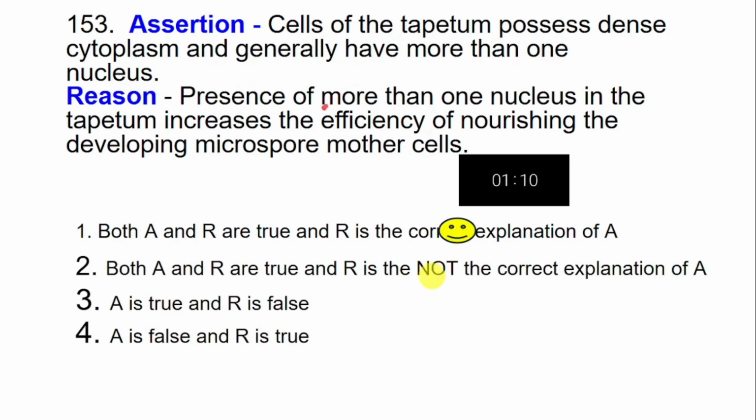Focus on this part: more than one nucleus, efficiency of nourishing. Nourishing what? Developing microspore mother cells. If any student is confused that developing pollen grains are mentioned there, the word developing indicates that the microspore mother cells are developing and finally form the pollen.